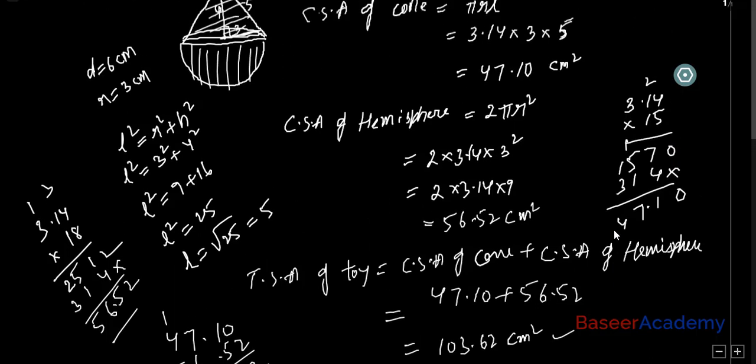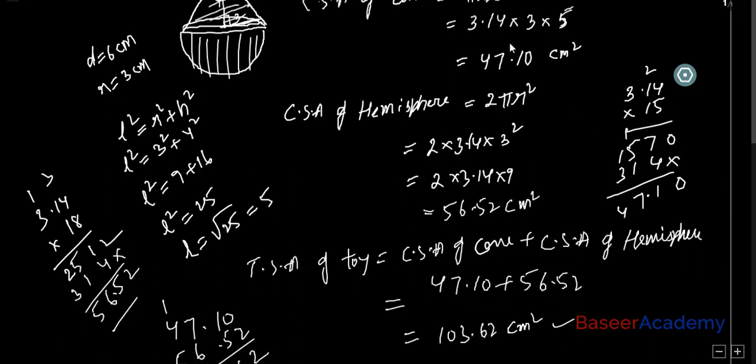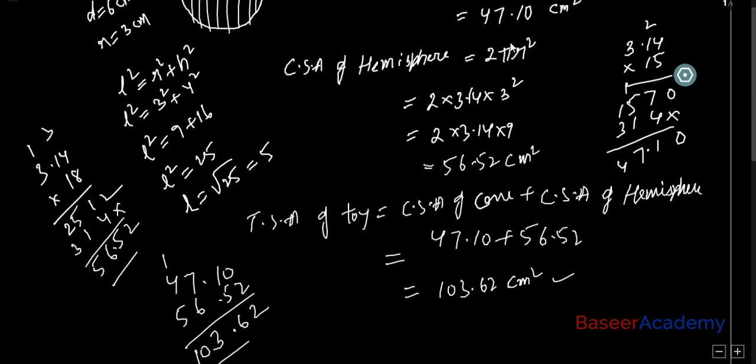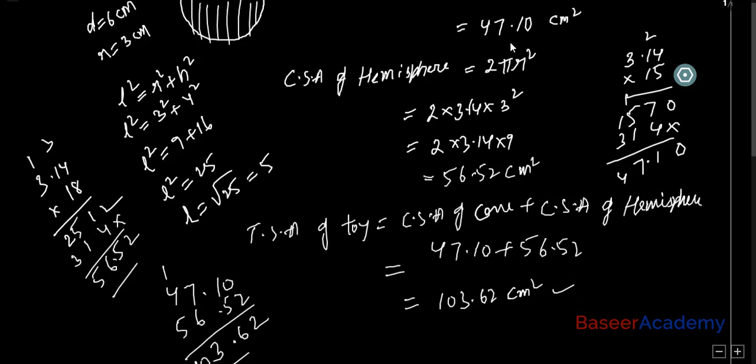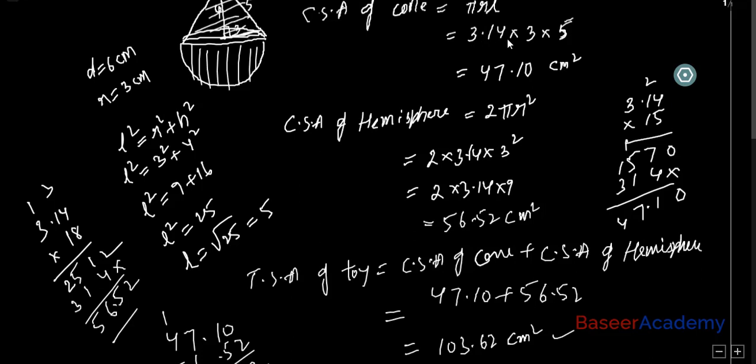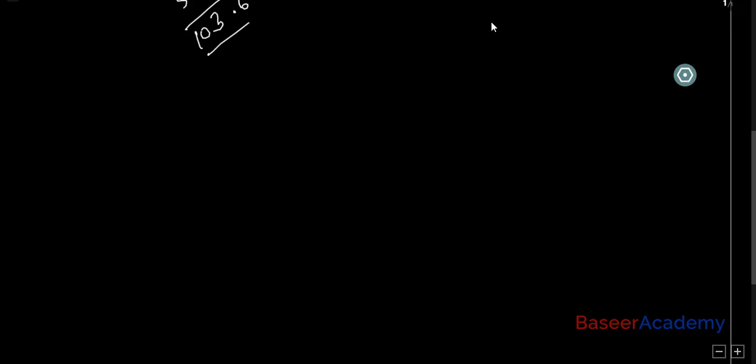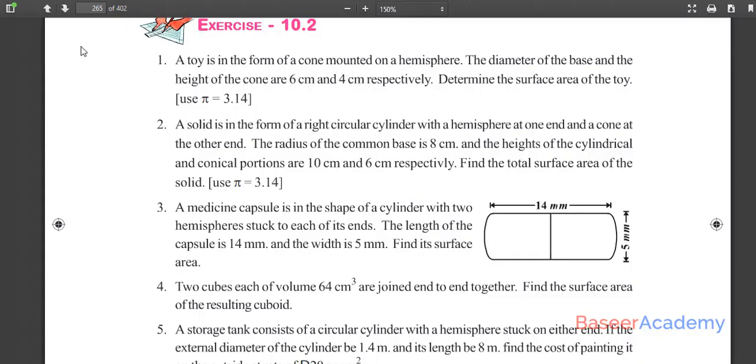When we substitute the value of pi as 22 by 7 instead of 3.14, we get the textbook answer, which is 103.71. But I have used the value of pi as 3.14 because the question itself specifically asked us to use the value of pi as 3.14. Okay, well, I'll move on to the second question in our list here.